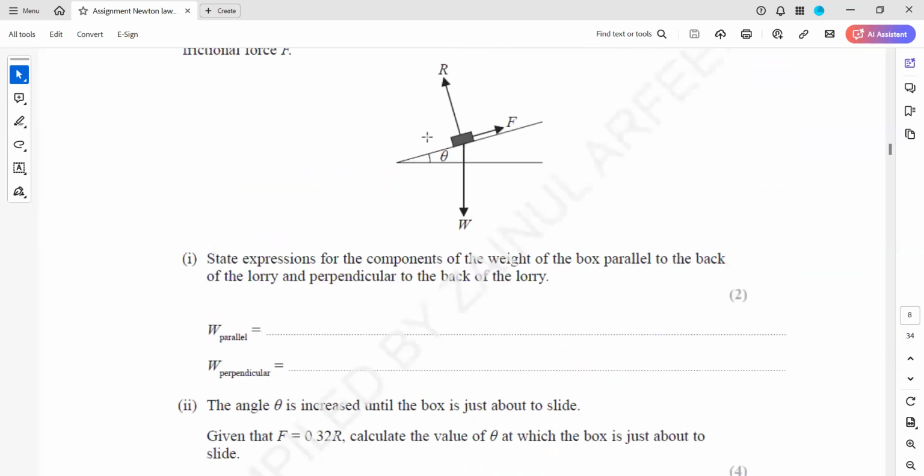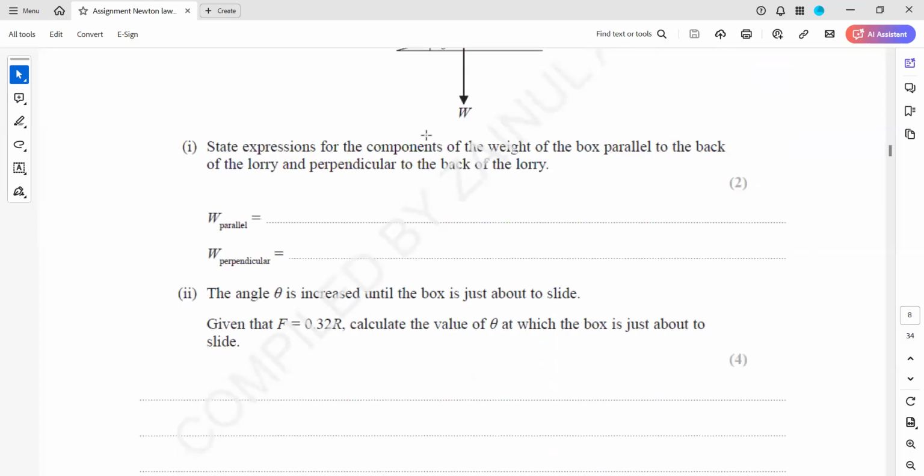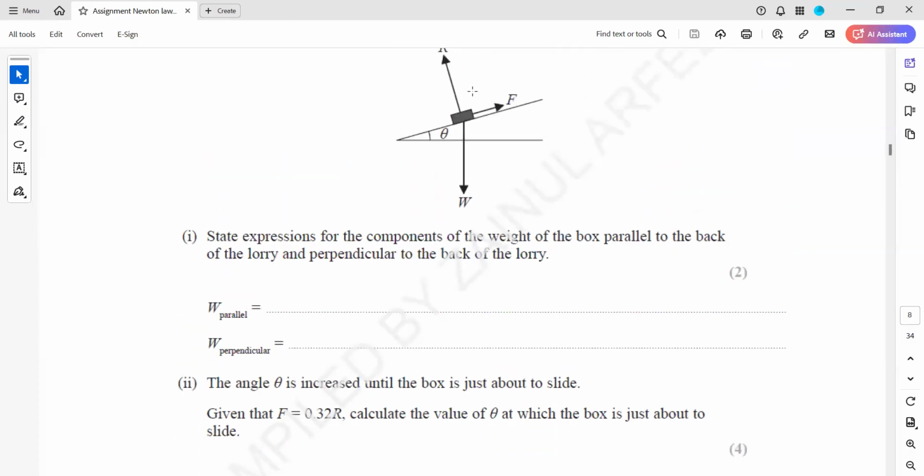In the question, they only ask for the component of the weight parallel to the back of the lorry and perpendicular. So we just have to resolve the weight into components. So here weight is acting. We took an axis here. This will be W cosine theta and opposite will be W sine theta. So W cosine theta is the component of the weight which is perpendicular to the back of the lorry, and W sine theta is the component which is parallel to the back of the lorry. Is it clear now, this one?